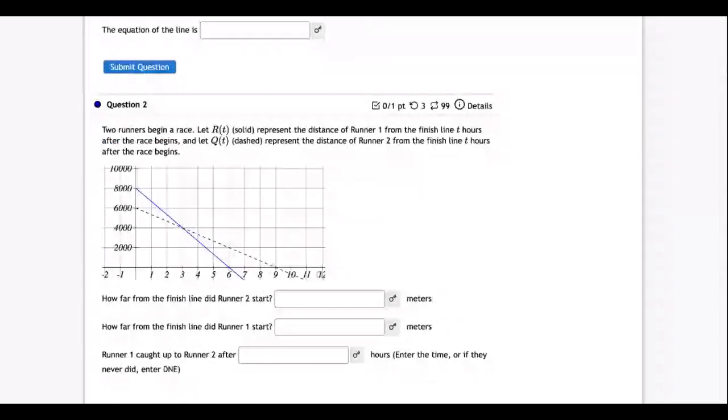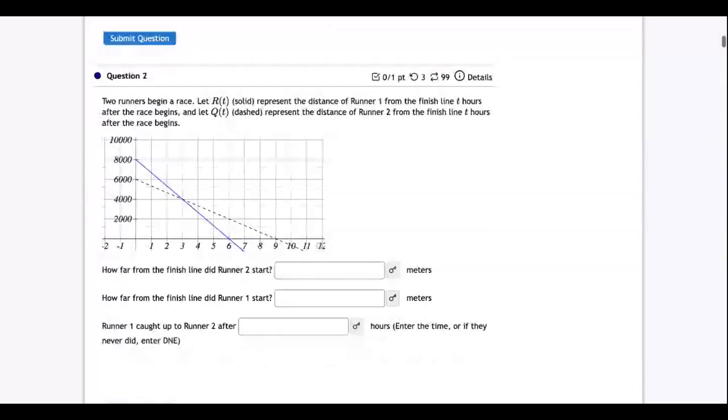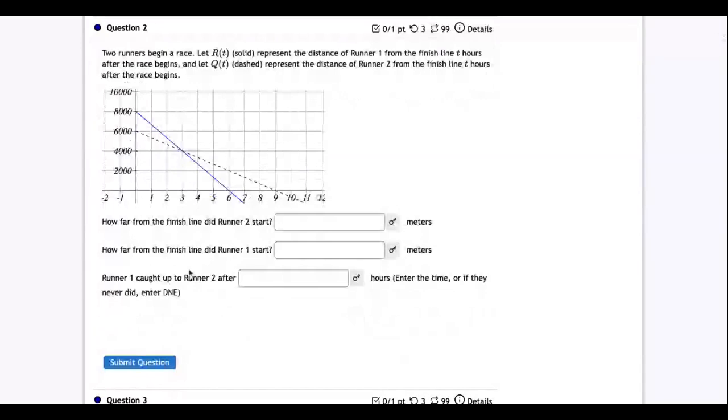We see two lines. That's the system of two equations. So two runners begin a race. R of t, solid line, represents the distance of runner 1 from the finish line t hours after the race begins. And Q of t, the dashed graph, represents the distance of runner 2 from the finish line t hours after the race begins. Question: how far from the finish line did runner 2 start?